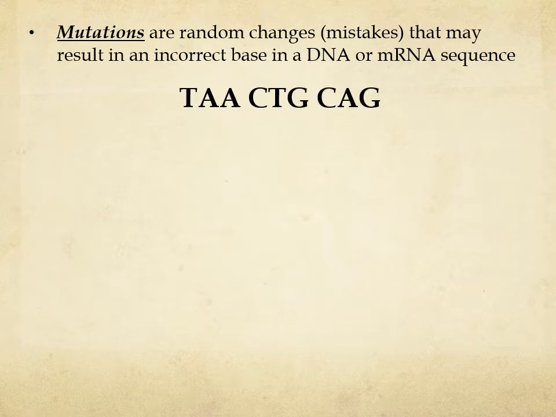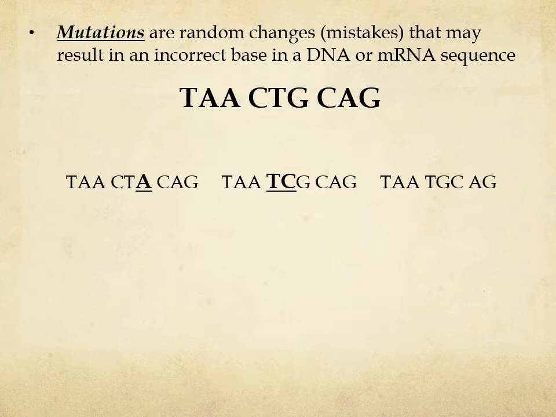Take this DNA sequence here. TAA, CTG, CAG. So we've got 9 bases, 9 letters. We're in 3 different sets of 3. So that's 3 different codons from what we've been doing the last couple of days. So this would eventually code for 3 different amino acids. But maybe something happens and instead of this correct sequence here, a mistake is made and the DNA ends up looking like one of these. So maybe it looks like instead TAA, CTA, CAG, or TAA, TCG, CAG, or TAA, TGC, AG.